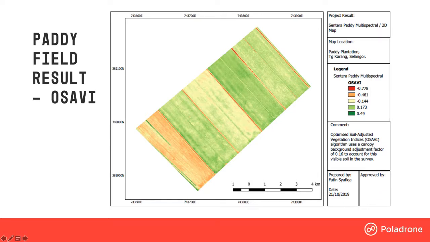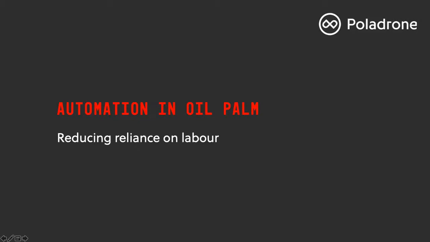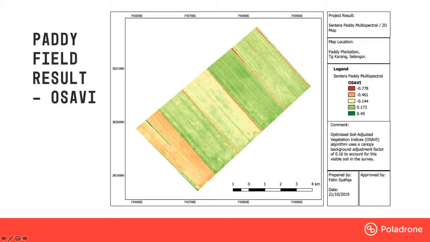After talking about NDVI, another analysis that can be processed is the OSAVI analysis. OSAVI stands for Optimized Soil Adjusted Vegetation Index. The algorithm is normally used for canopy background adjustment, with a factor of 0.16 to account for the visible soil in the survey area. So this is another kind of result that can be generated. There are more kinds of results that can be generated, depending on what kind of analysis your team is looking for.